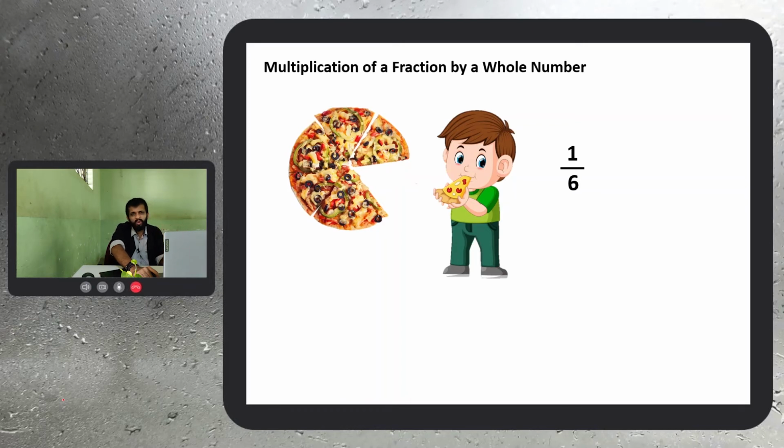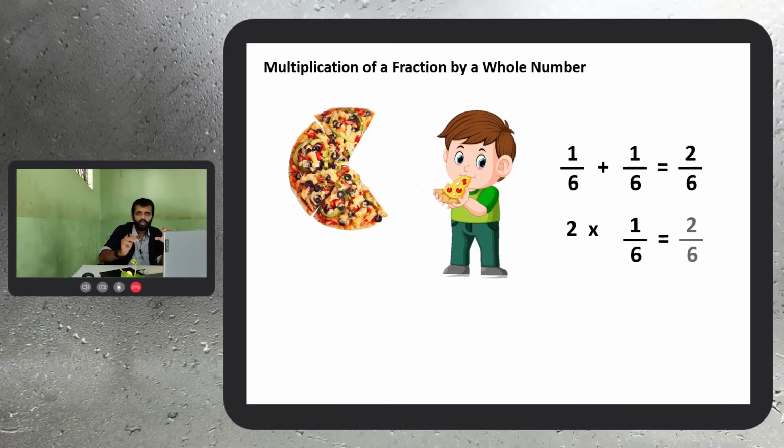After that you say, I want more of it. And then you eat the next part of that pizza. You ate another 1/6 of it. So total will be what? So you ate 2 pieces out of those all 6 pieces. Or you can say 2 times 1/6 of the pizza is equal to 2/6. So what have I done? I have just taken this number and multiplied with this one. So 2 ones are 2/6.